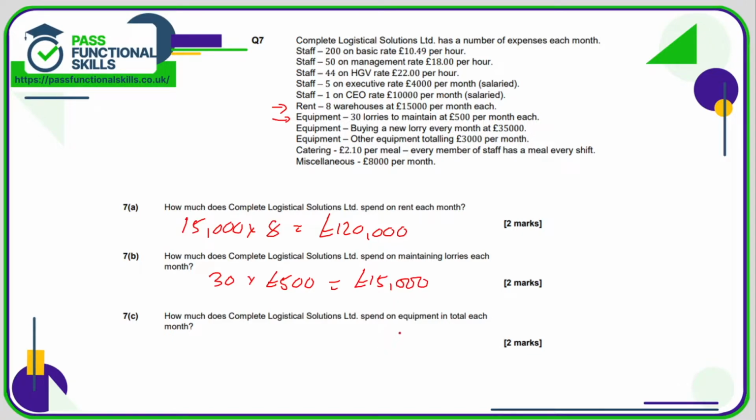How much do they spend on equipment in total? Well, we've already worked out that the maintenance of the lorries is £15,000. On top of that, there's a new lorry every month, which is £35,000. And on top of that, some other equipment totaling £3,000. So all we need to do is add these three figures together, 15 plus 35 plus 3,000, and that comes to a total of £53,000.